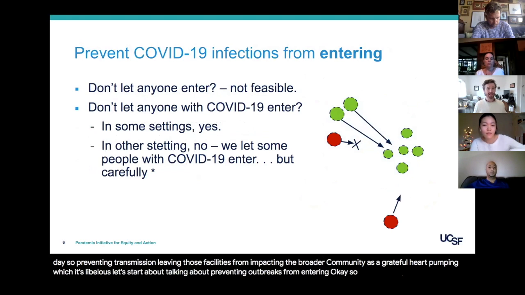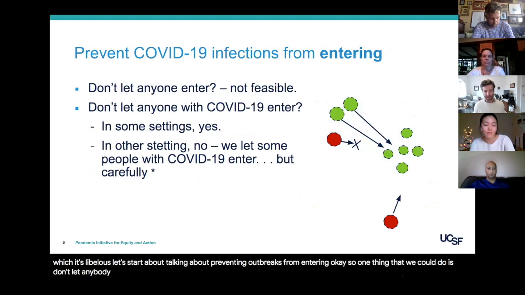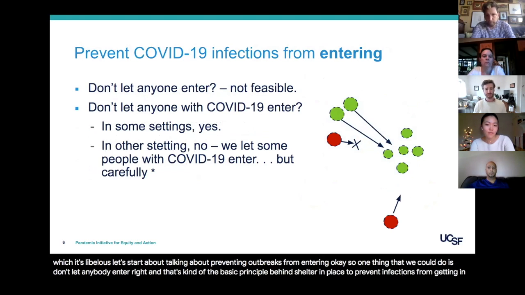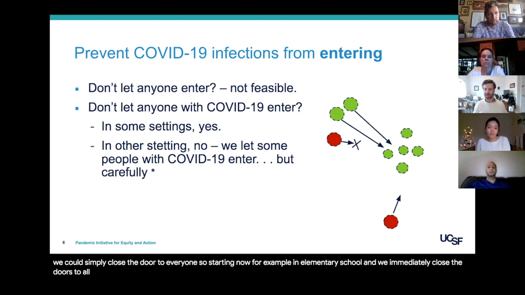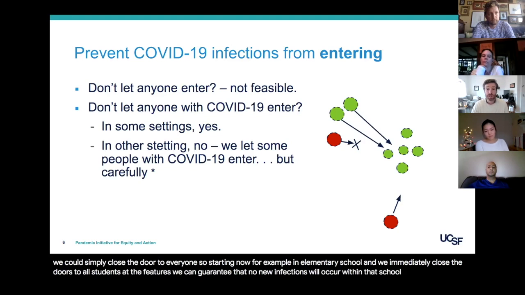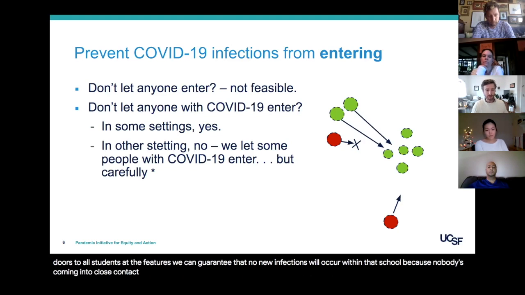One thing that we could do is don't let anybody enter, right? That's kind of the basic principle behind shelter in place. To prevent infections from getting in, we could simply close the door to everyone. So starting now, nobody comes in. If there are zero COVID infections, for example, in an elementary school, and we immediately close the doors to all students, staff, and teachers, we can guarantee that no new infections will occur within that school because nobody's coming into close contact. But in real life, in the future that we aspire towards, that's not practical.